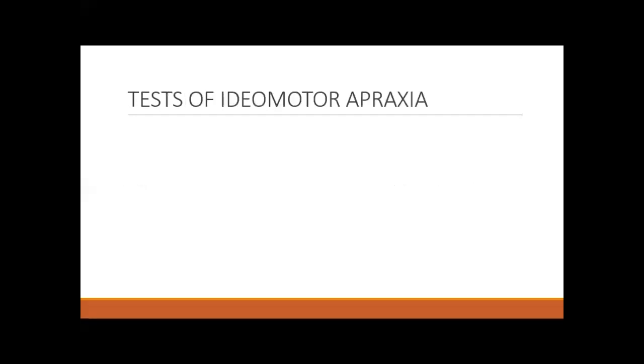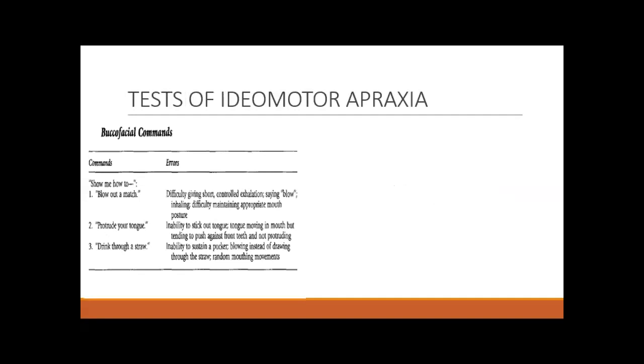Now, the tests of ideomotor apraxia. First are the doctor-patient commands. In all of these commands, we will first ask the patient to mime our command. If the patient is unable to do that, we will first perform the action and then ask the patient to imitate. If the patient fails again, then we will provide the actual object and again ask the patient to follow. Because when we provide the actual object, it provides an additional visual and proprioceptive comprehension to the patient.